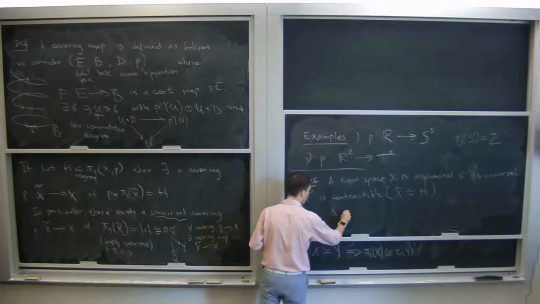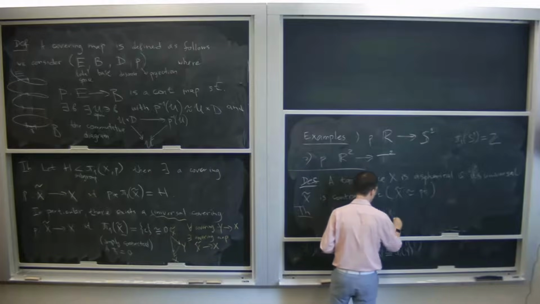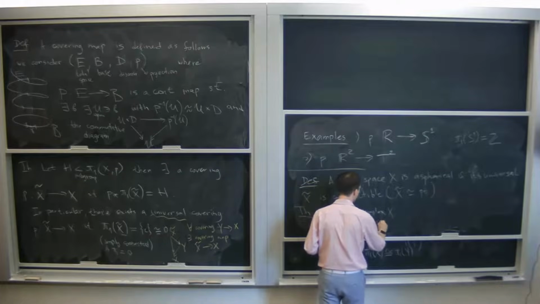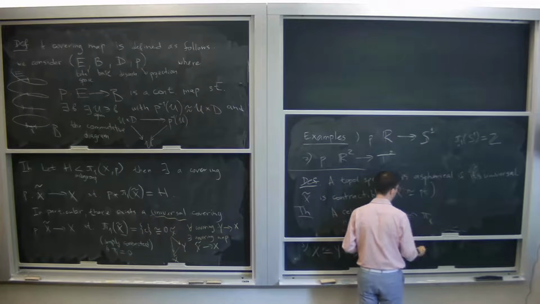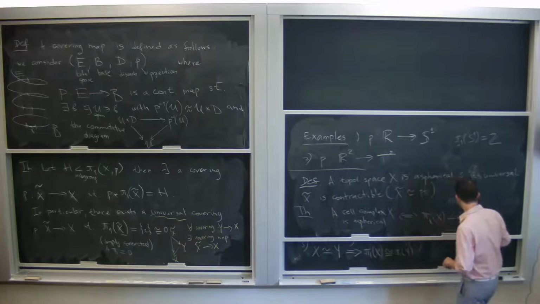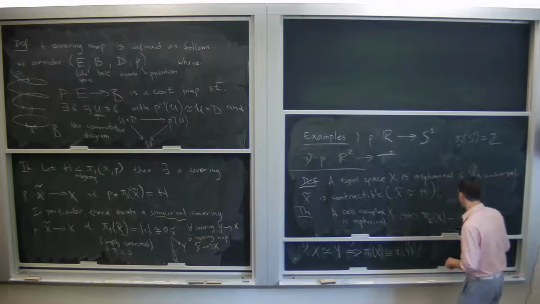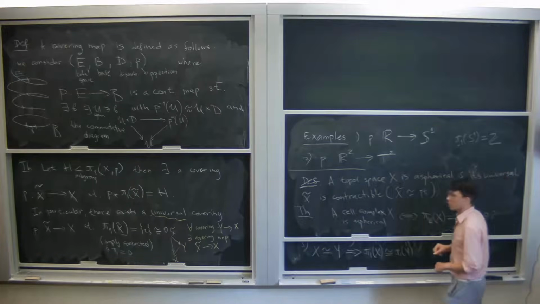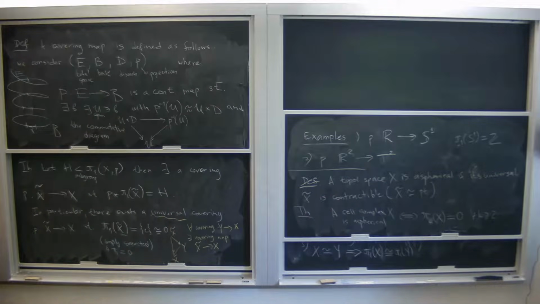So a cell complex X is spherical if and only if the higher homotopy groups of X are trivial, so the order k homotopy groups are trivial for every k greater or equal than 2. So it's kind of determined by its fundamental group.